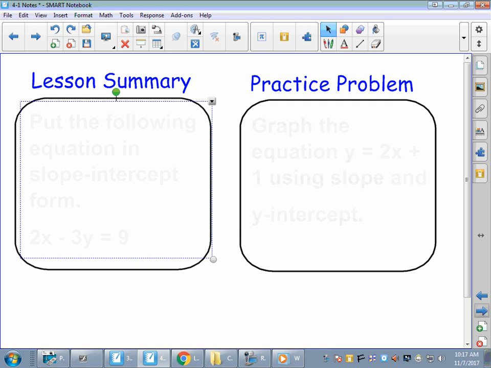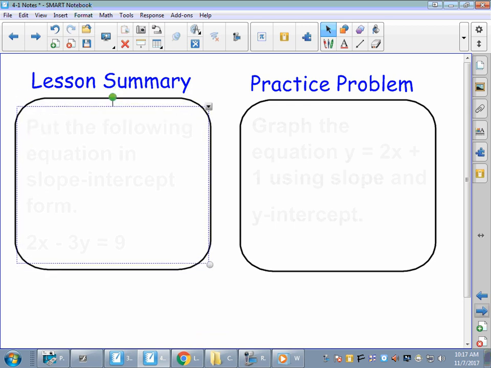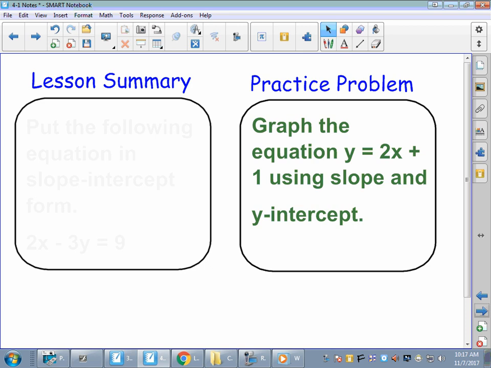For a lesson summary, I can find it. I can't get my lesson summary to go.